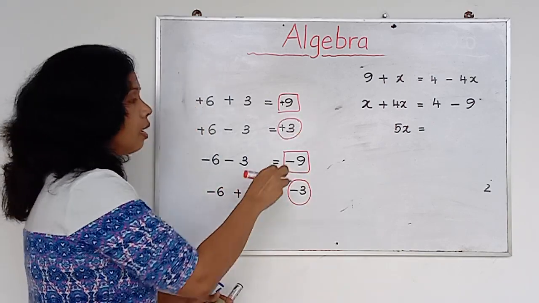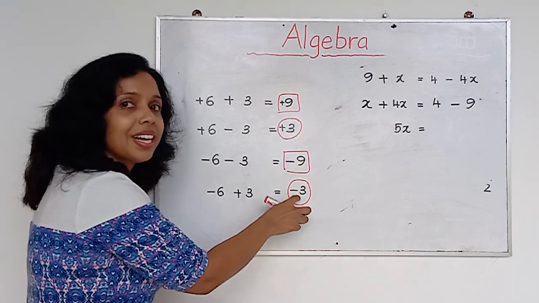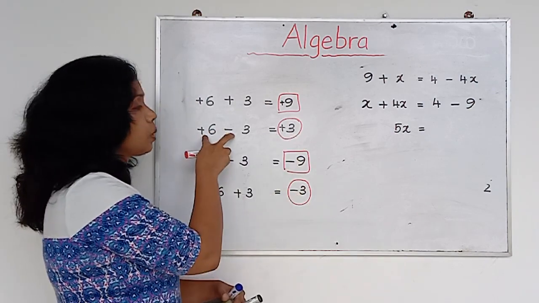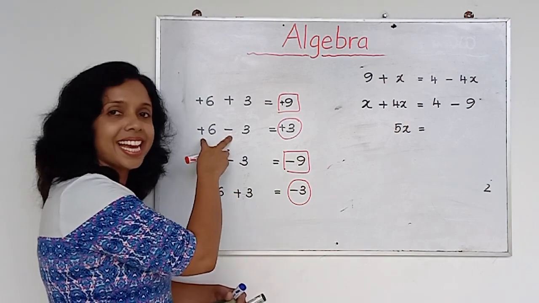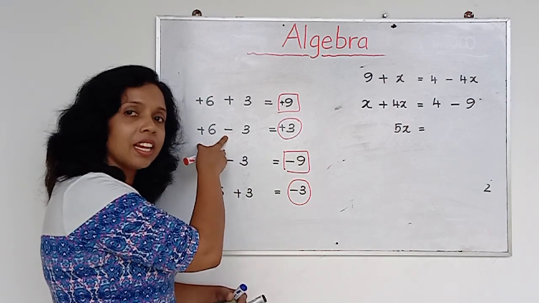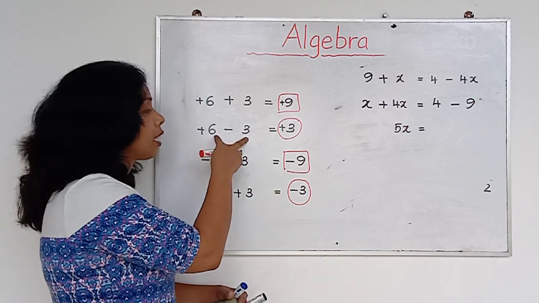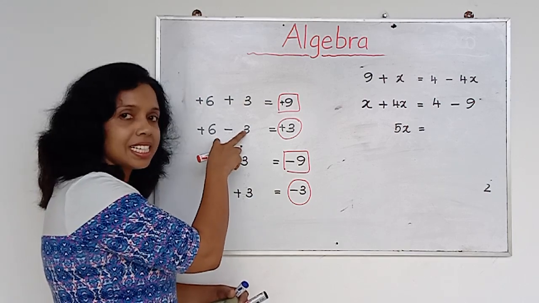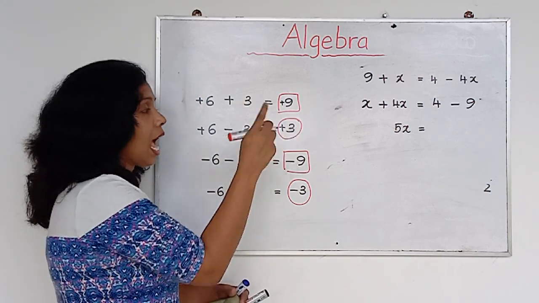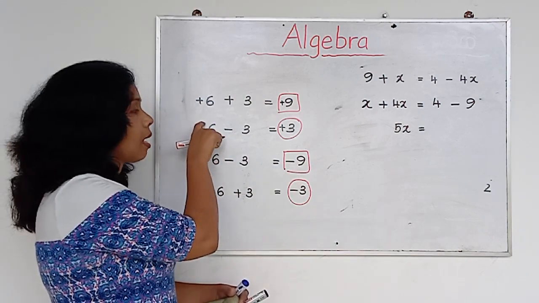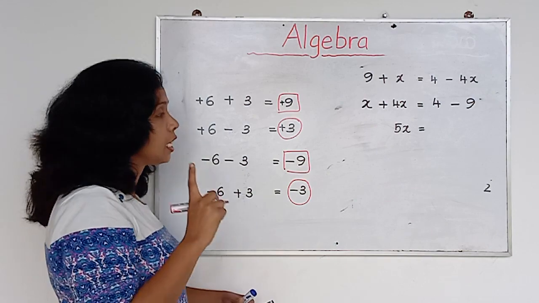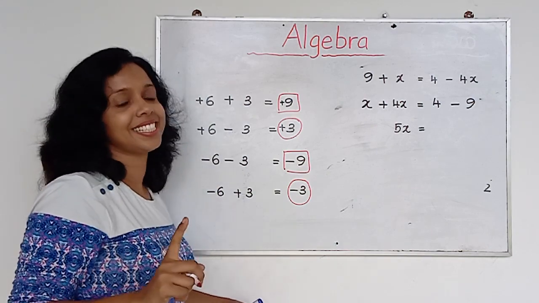Now what happened? 3, 3. Here what happened? Plus 6 minus 3, minus 6 plus 3. That means you have opposite signs. If you have opposite signs, what do you do? You take the difference, 6 minus 3, 3, and you use the higher value sign.